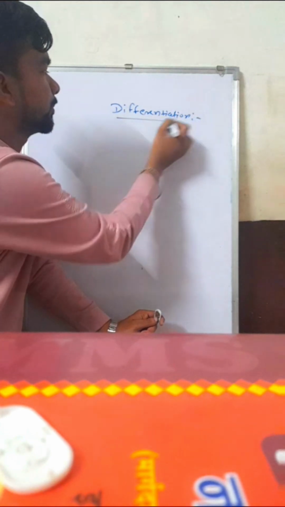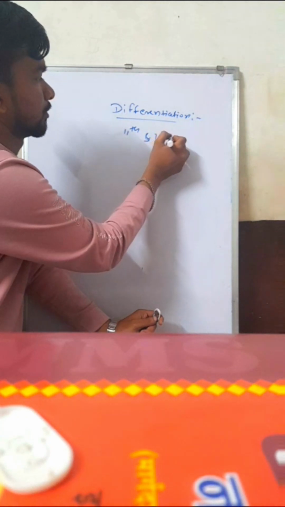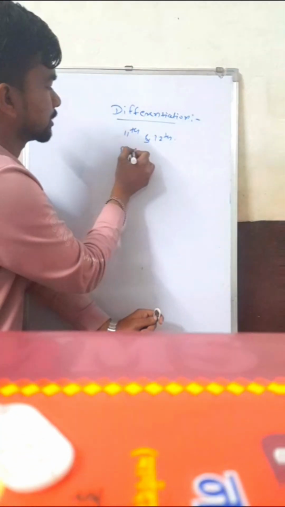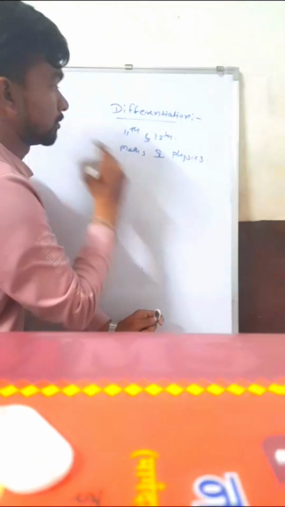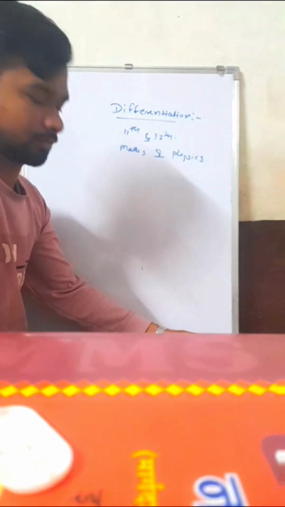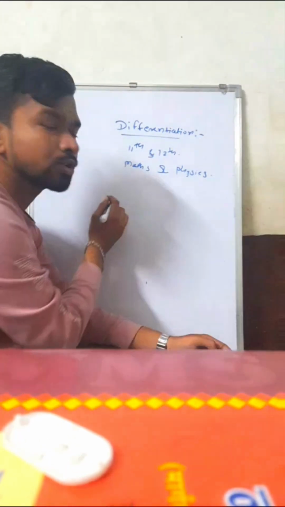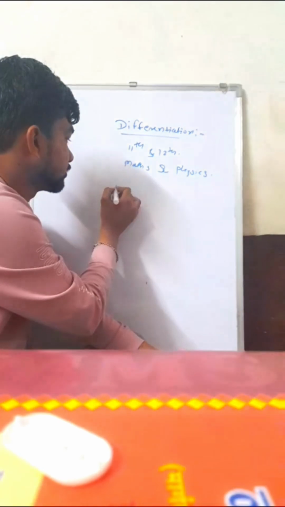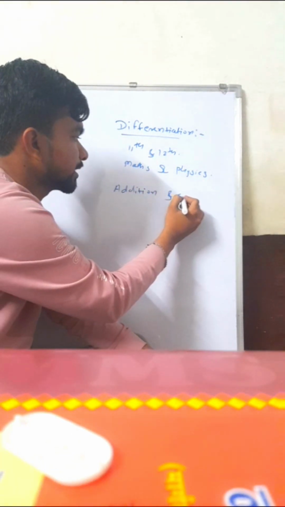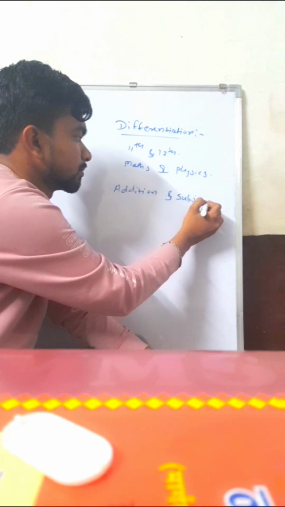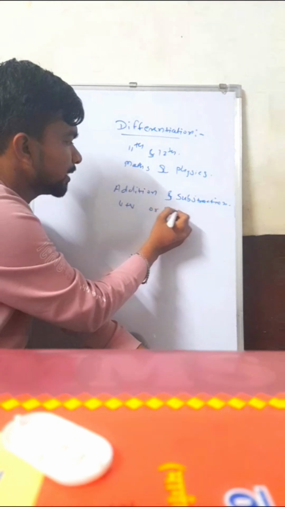It is an important topic for 11th and 12th for the subjects maths and physics. There are some rules for this, that is differentiation of addition of any terms or subtraction from any terms. That is differentiation of u plus v or u minus v.